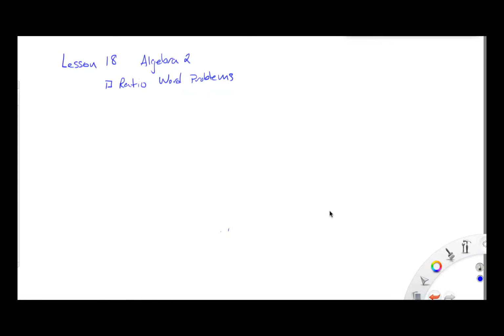Algebra 2. We are going to be in lesson 18 looking at ratio word problems, and then in the second part of the lesson we'll look at triangles that are similar to triangles. But today we're going to start with a ratio. What is a ratio? Well, a ratio is basically a fancier way of saying a fraction.